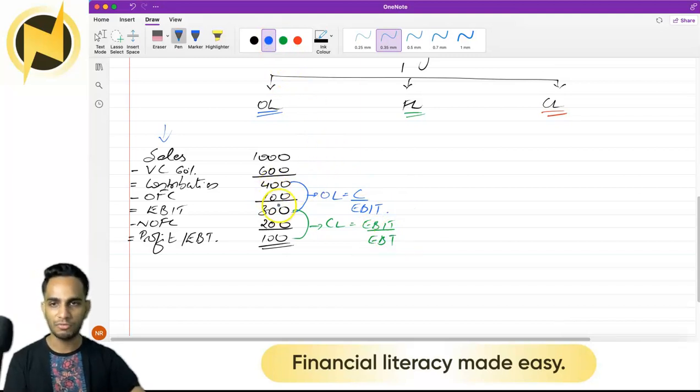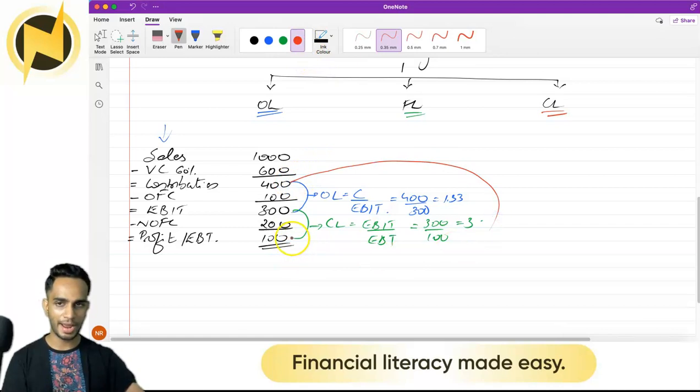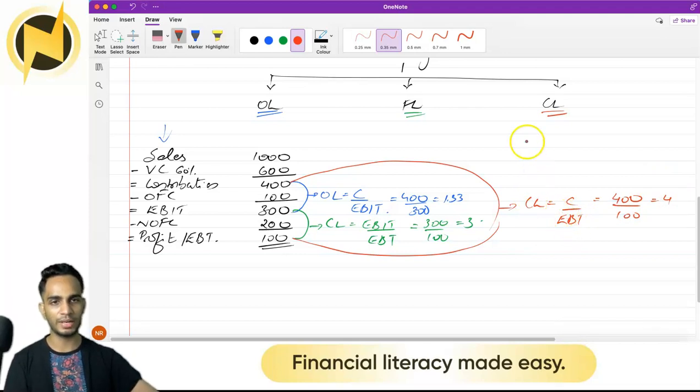So, here what would be your answer? 400 divided by 300 is 1.33 times. And here it is 300 divided by 100, which is 3. Correct? Now, combined leverage is contribution and EBT. That is 400 divided by 100, which is 4. So, what is combined leverage? Contribution by EBT. It can also be written as combined leverage equals operating leverage into financial leverage.